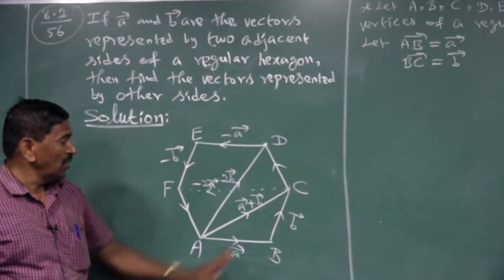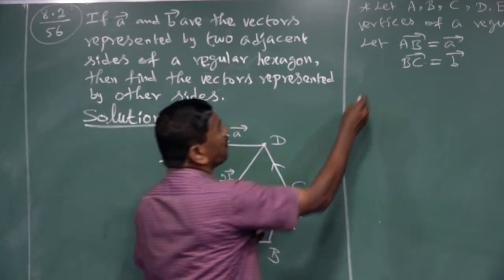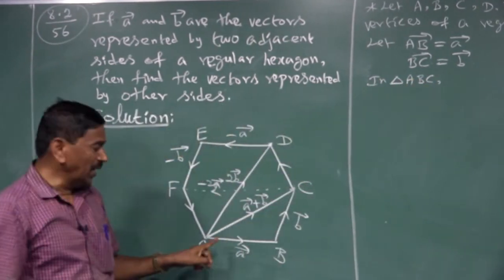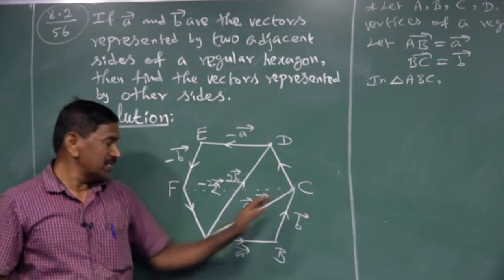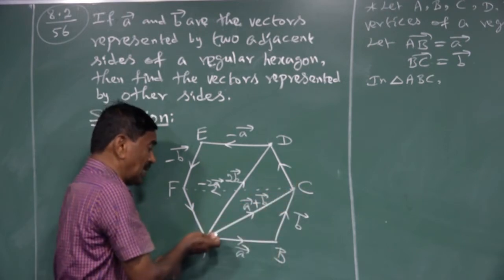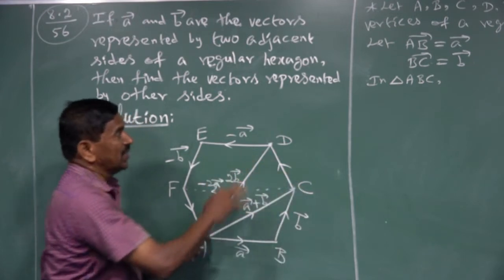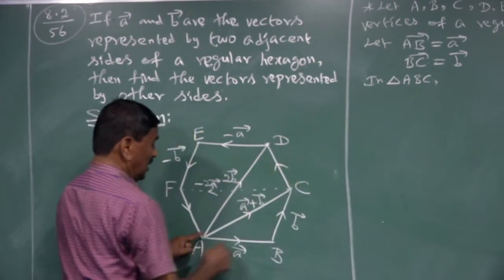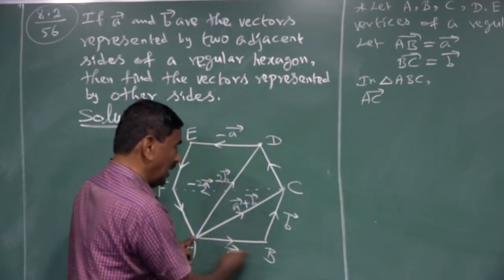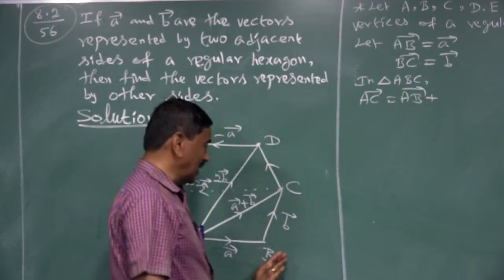Now consider the lower triangle, triangle ABC. In triangle ABC, AC vector is equal to AB vector plus BC vector. That is a straight route A to C, point to point. The other route is A to B plus B to C. That's the idea. So in triangle ABC, AC vector is equal to AB vector plus BC vector.